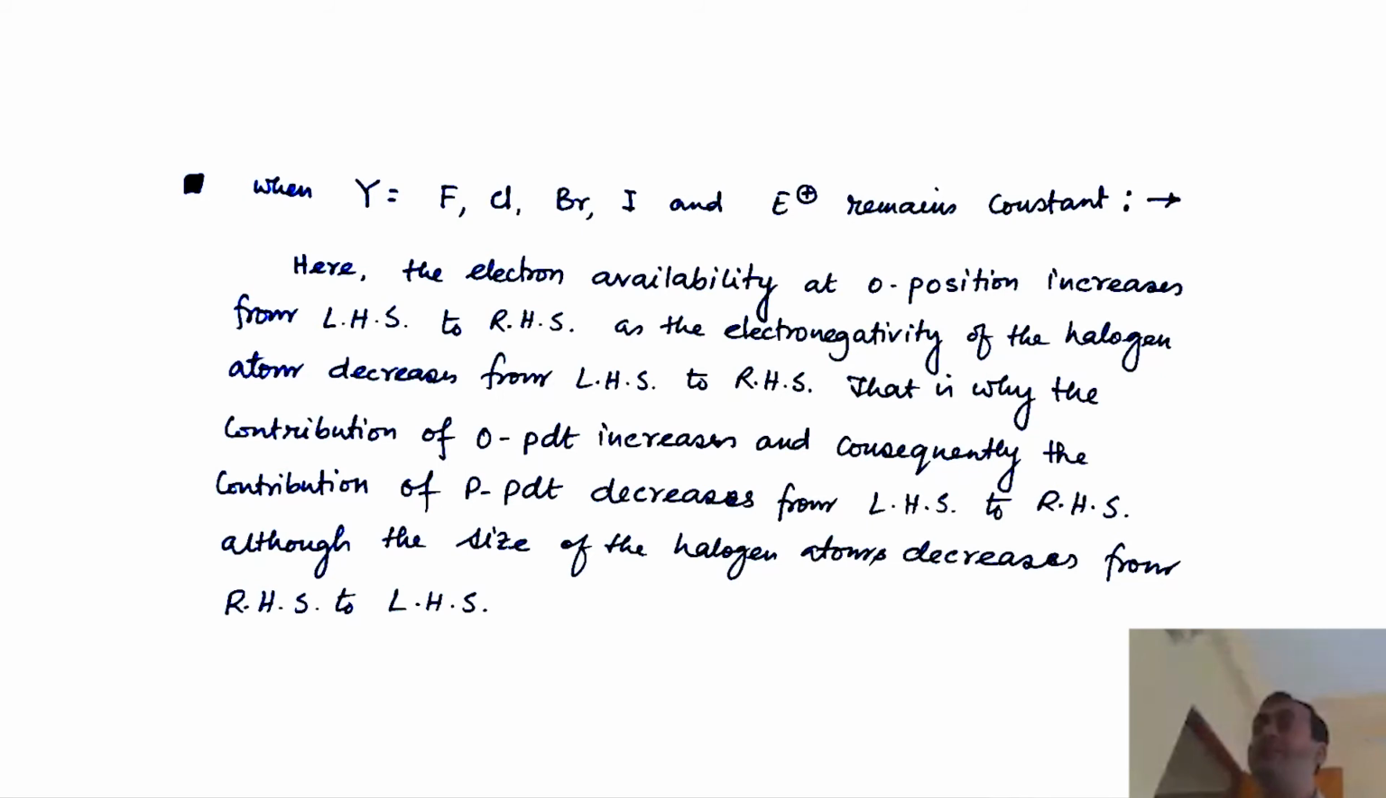So that means at the ortho position, the electron density is much higher from left hand side to right hand side. Okay, and that is why the electronic factor overpowers the steric factor in this case. So your ortho product becomes much higher. So that is why the ortho to para product ratio is also higher from left hand side to right hand side. Okay, got it?